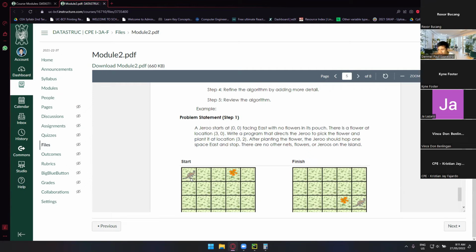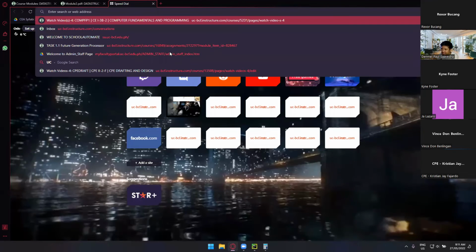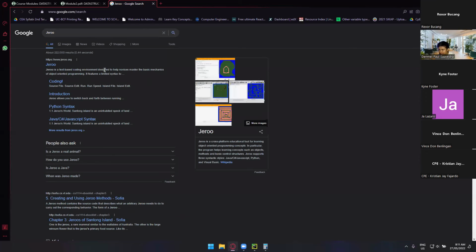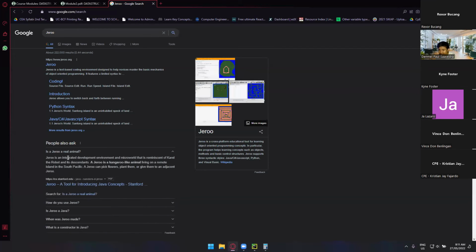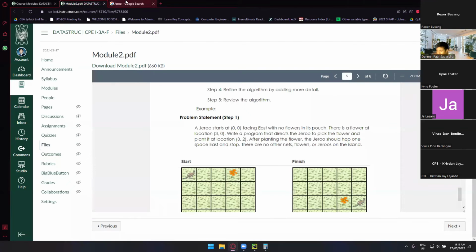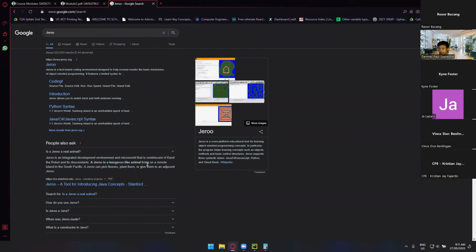Okay, so can't we just call that one a kangaroo? Because yesterday I searched what is a 0, and then it says here that 0 is an integrated development environment and micro world that is reminiscent of Karel the robot and its descendants. So a 0 is kangaroo-like, which is true. It's a kangaroo-like animal living on a remote island in the South Pacific. Okay, so a 0 can pick flowers, plant them, or give them to an adjacent 0.